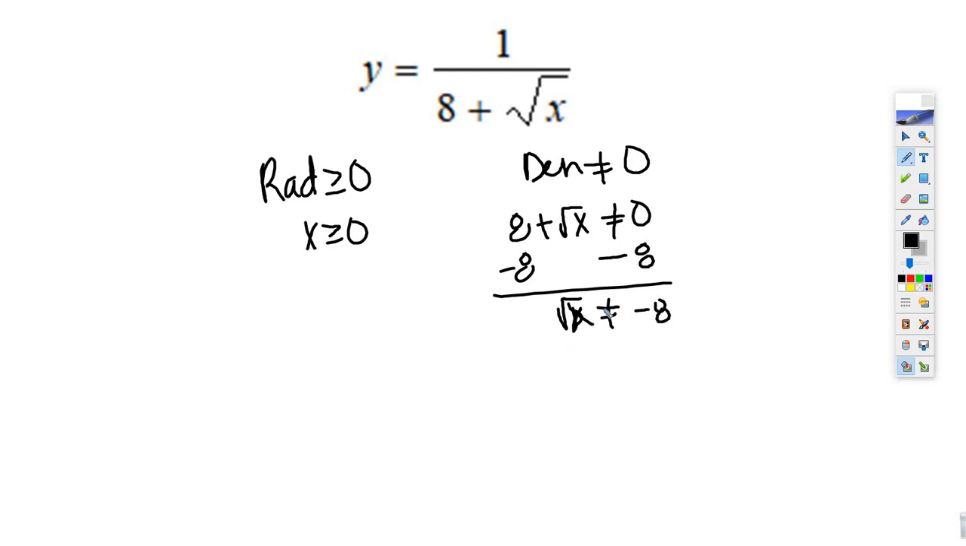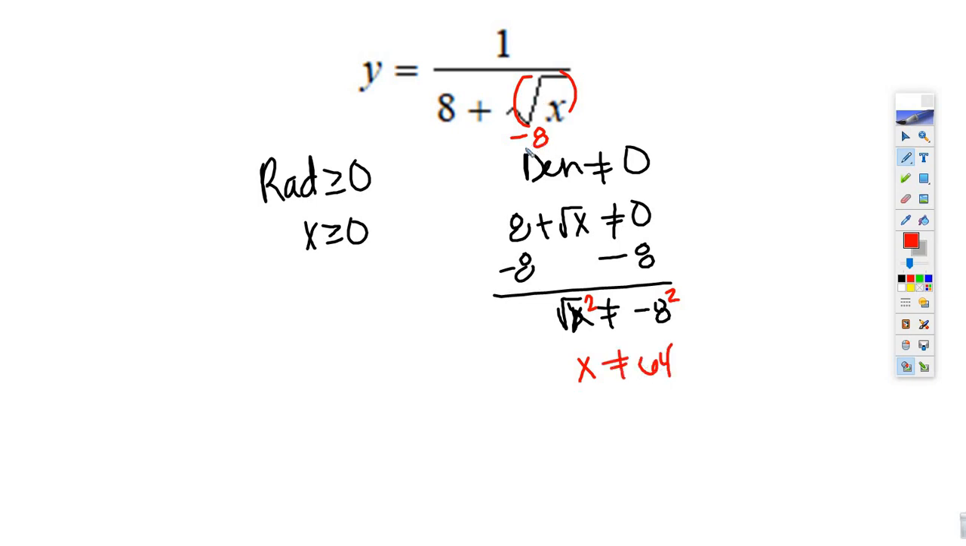Again, this is an illogical statement. Okay, for this to be 0, this quantity would have to be negative 8. That's what this says. That can't happen. The square root of a number cannot be a negative. Okay, so let's say you didn't catch it. Squared, squared. So I have x cannot be 64.